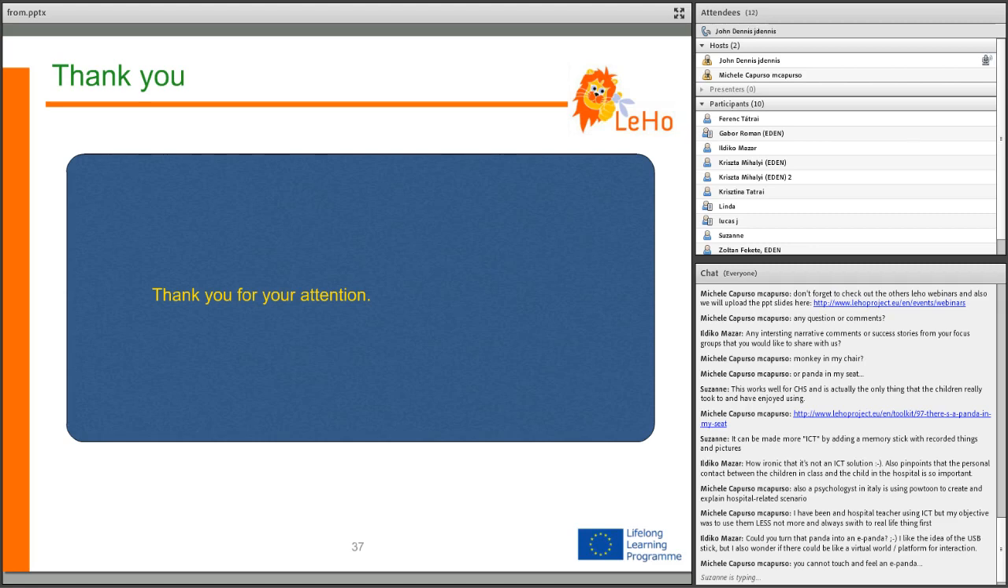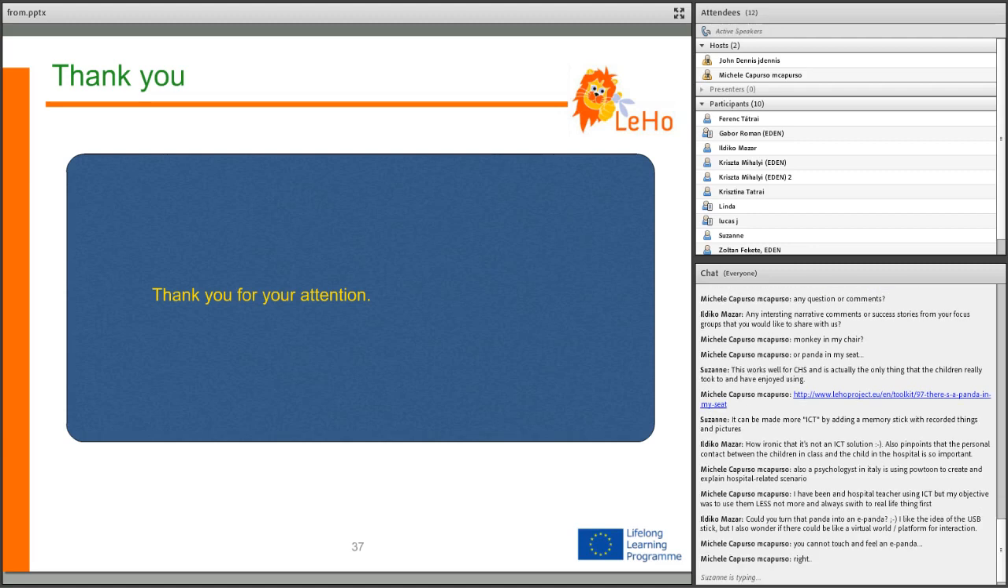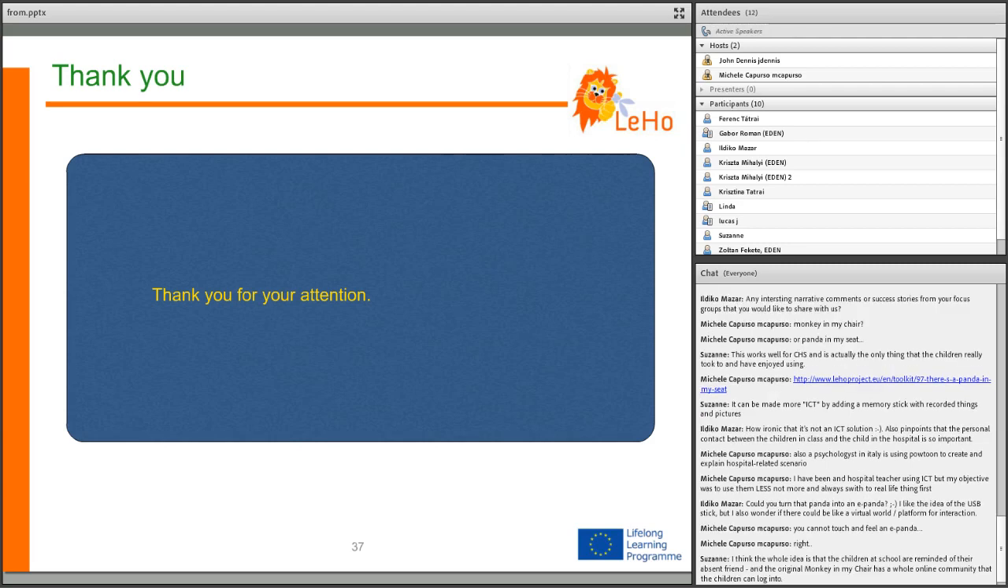No, I don't think you can touch it and feel an e-panda, but if you continued to have the physical panda and then created a platform that could be integrated with the physical panda, where people could write messages also in addition to the physical one, maybe it could be a really cool way to help with maintaining the calf of relationships.